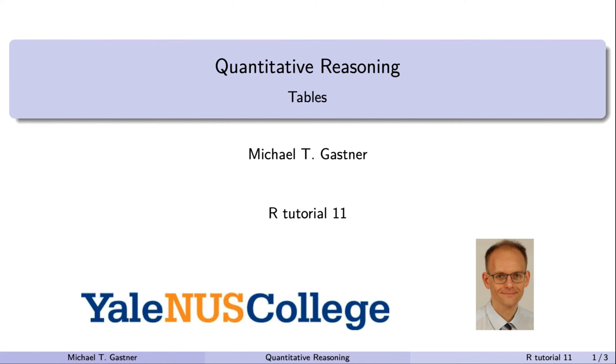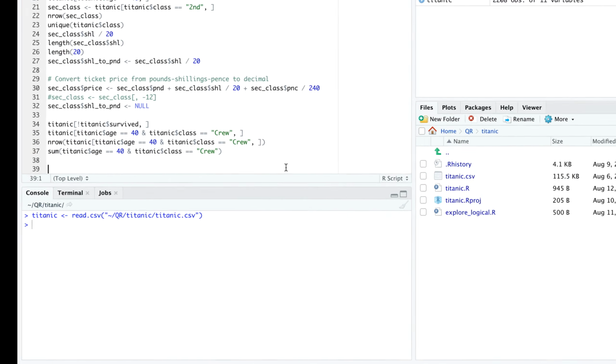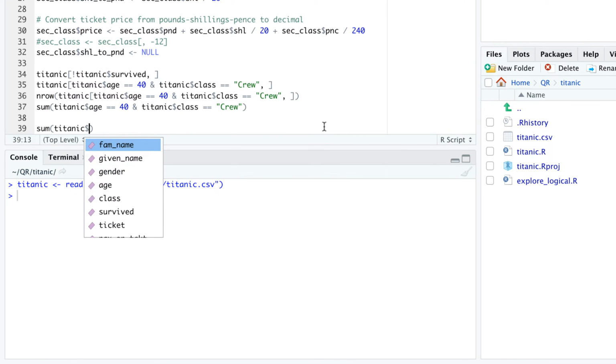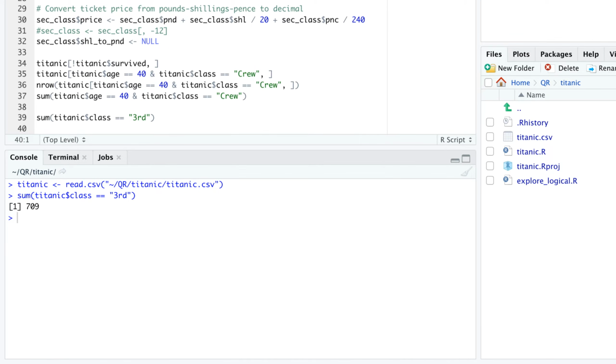In the previous tutorials, we learned how to use logical vectors. With logical vectors, we can find out, for example, how many passengers on the Titanic traveled in the third class. We can find the answer with the same strategy that we learned last time. We pass the logical vector Titanic$class equals "3RD" as an argument to the sum function.